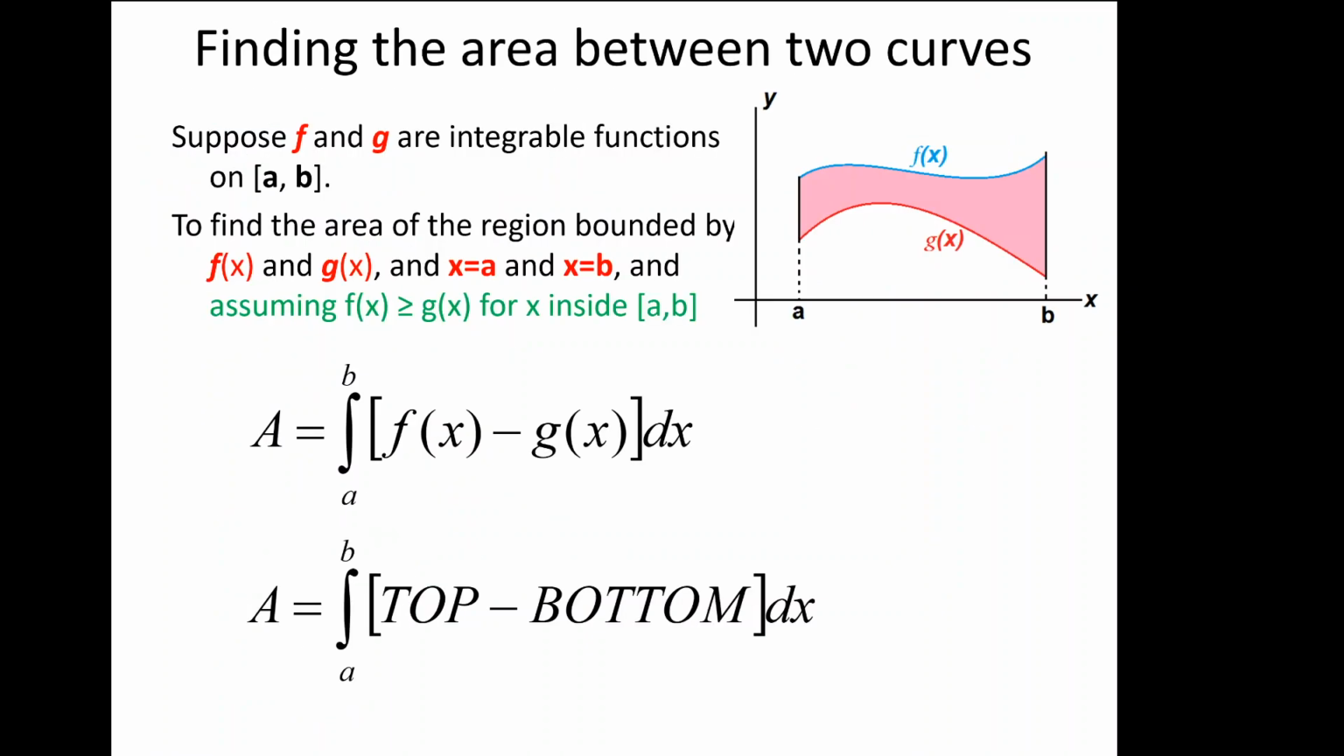Now notice that some effort had to go into deciding which of the functions was f of x and which of the functions is g of x. You can always rely on the following to make this decision. The top function in your picture is f of x. The bottom function in your picture is g of x, where top means the function has the highest y value and bottom means the function has the lowest y value. So that helps you with that selection process.